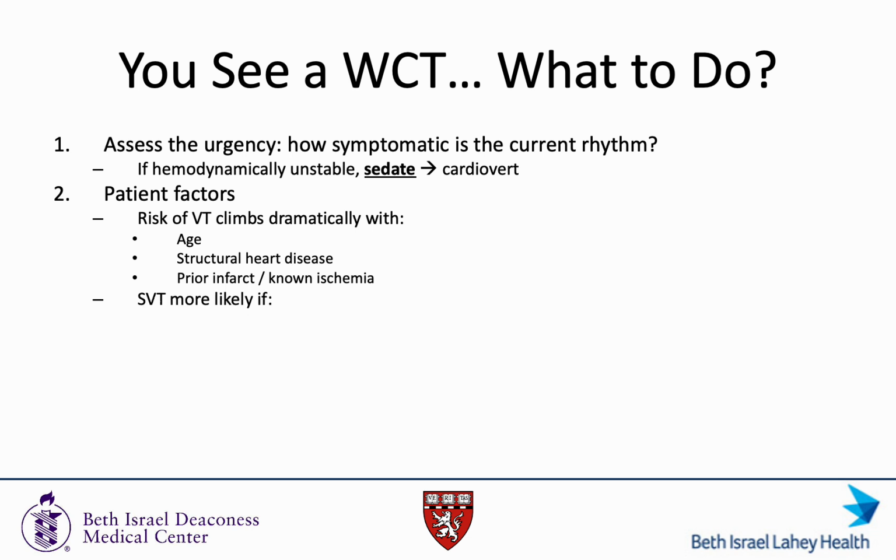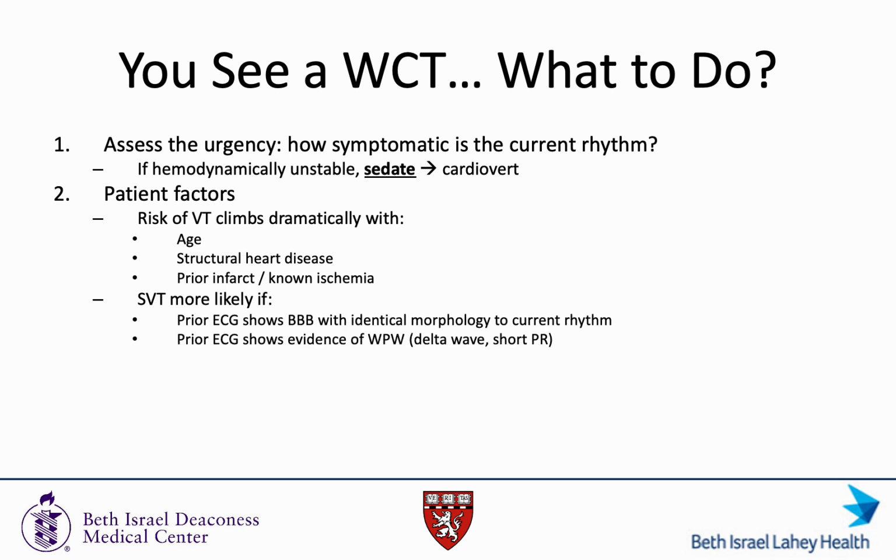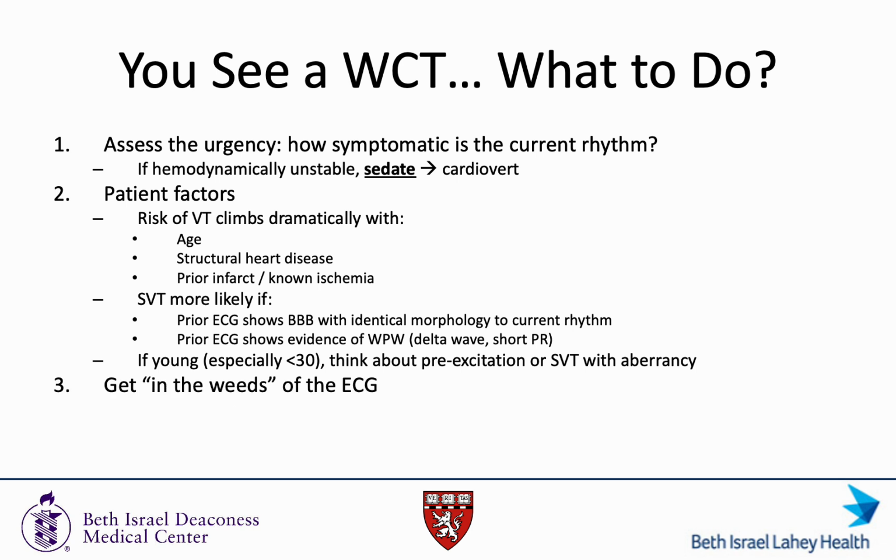In comparison, SVT is more likely if prior EKGs show a bundle branch block with identical morphology to the current rhythm, or if there is evidence of WPW or other pre-excitation syndrome with delta wave or short PR interval. Finally, as mentioned above, younger people, especially those under 30, are more likely to be in SVT with either pre-excitation or aberrancy. Finally, after you've thought about the above factors, it's time to get in the weeds of the EKG. The next few slides will discuss EKG criteria that, when present, increase the likelihood of the underlying rhythm being VT.